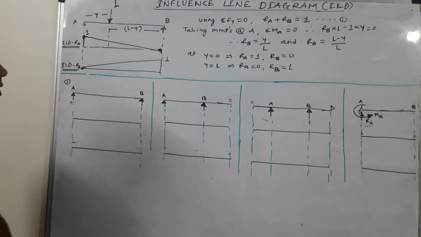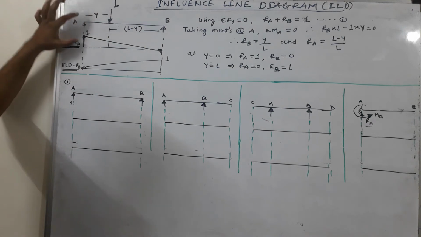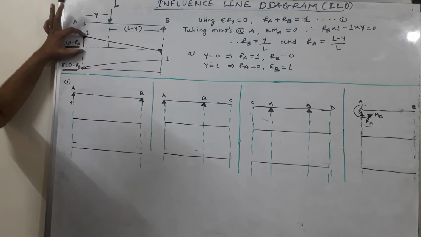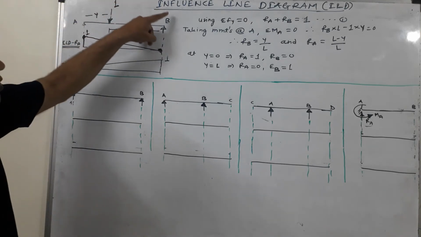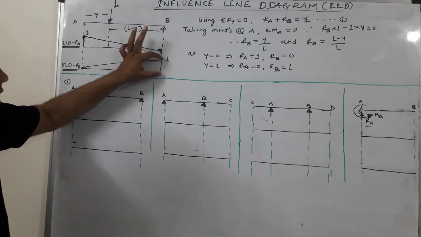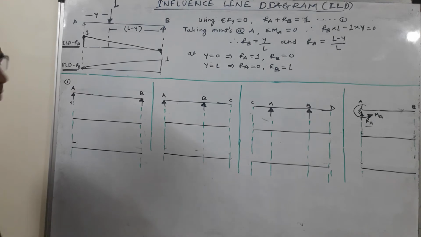So this triangle is nothing but the ILD for Rb, and this triangle is nothing but the ILD for Ra. Now when the load is at this position, that is at A, the entire reaction will be provided by this support A, and that is why Ra is 1. Whereas when the load is over here, the entire reaction will be provided by B, and that is why Rb is equal to 1, because the load is equal to 1 and Ra is equal to 0.